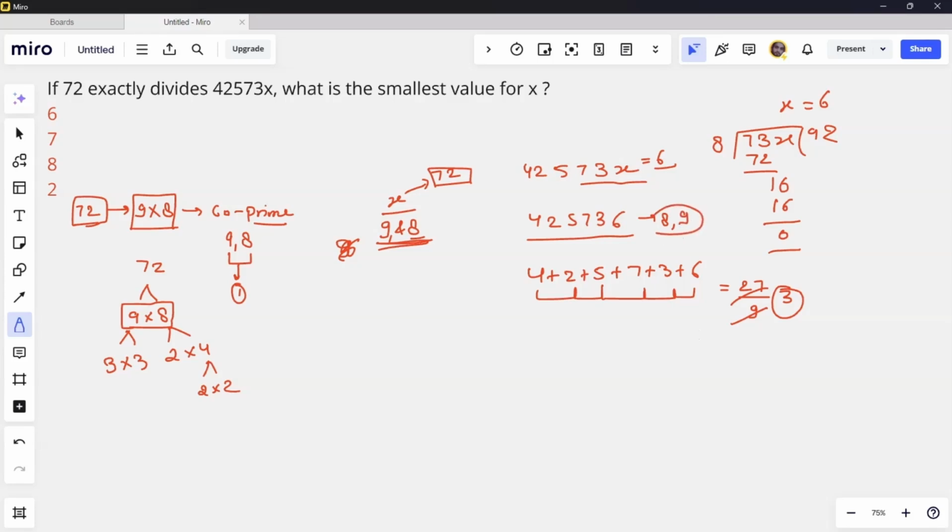So what does it mean? This number will also be divisible by 72. Okay, you can check it further. So it means the value of x is 6. So our first option is the correct option.